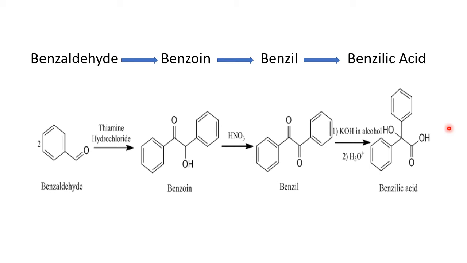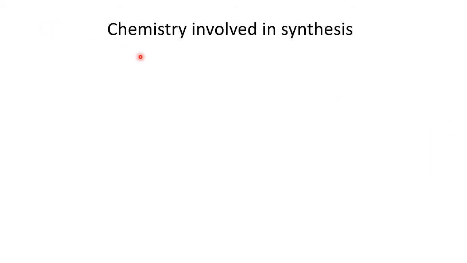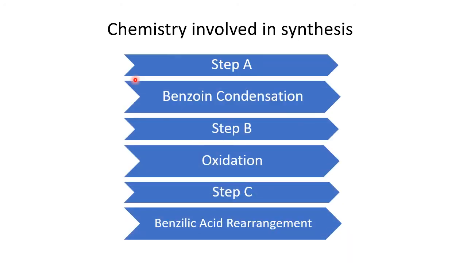Now, the chemistry involved in the synthesis. Here we can see step A, it is benzoin condensation. As I have already said, two molecules of benzaldehyde condense and you get benzoin. So this reaction is known as benzoin condensation. This is the reaction which is involved in step A.